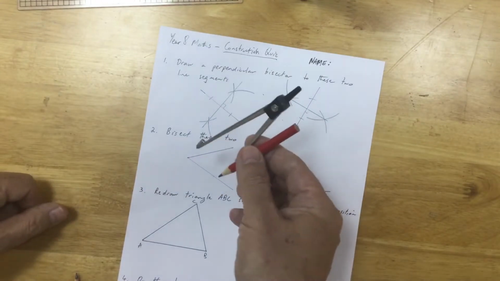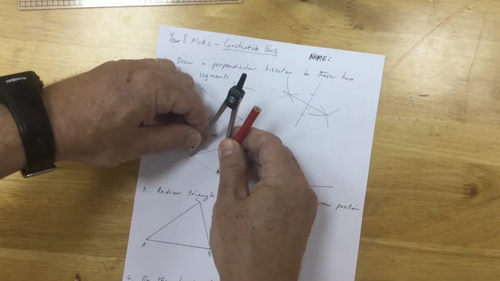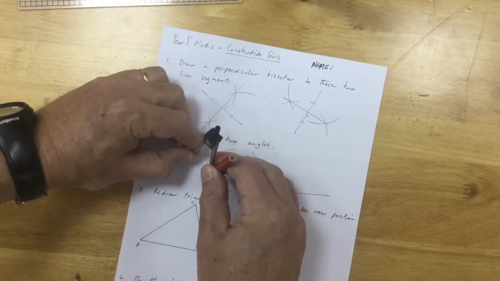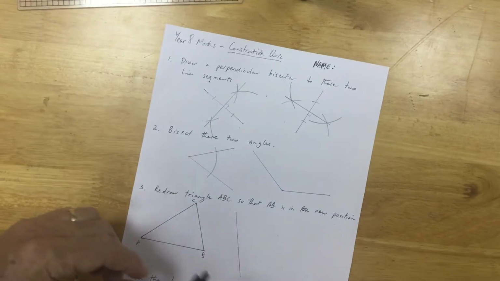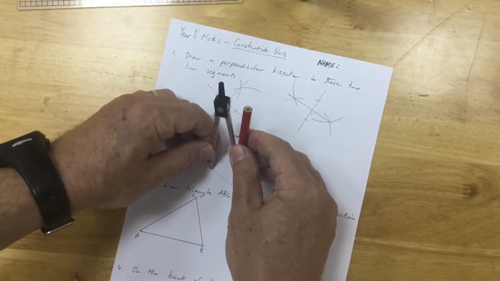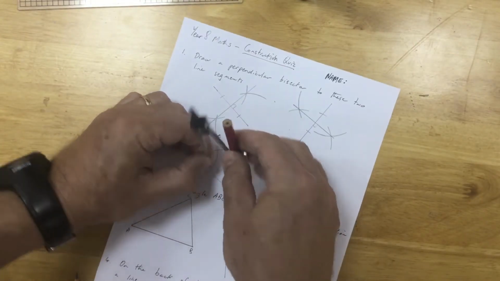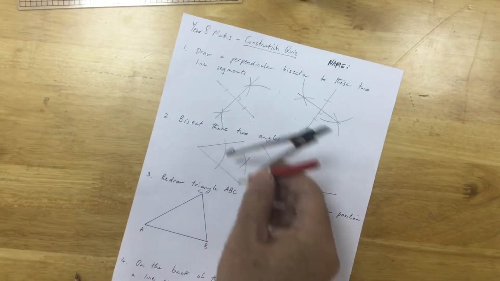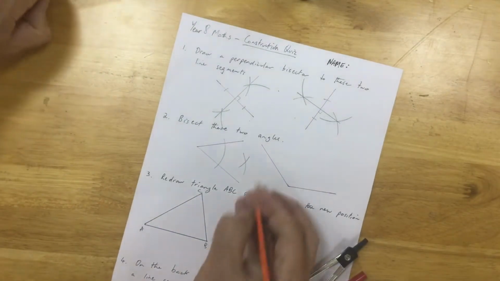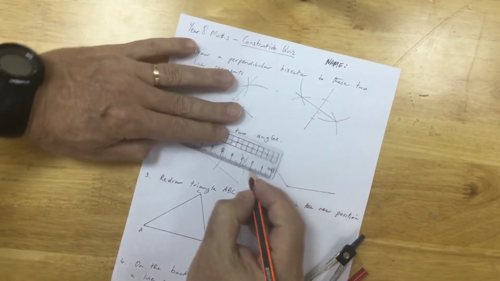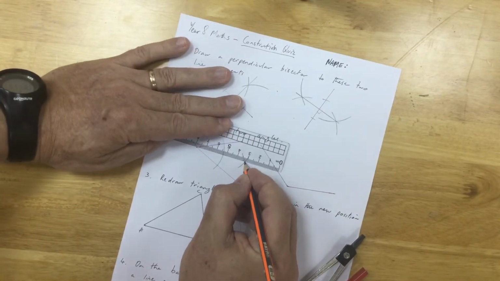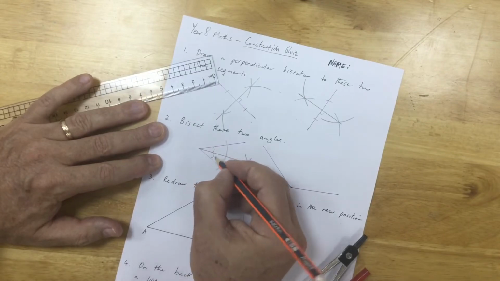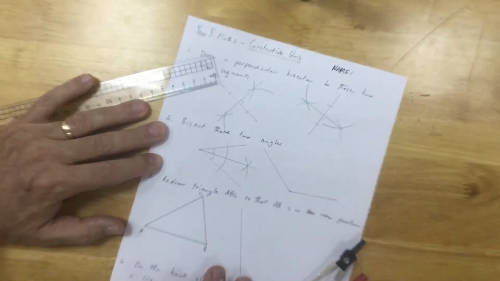Okay, bisect these two angles. Get compass, any radius, stick it on here, draw a little arc, and then from where the arc touches the line segment, another arc, and another arc. Just make sure your radius is the same for both these two arcs. At that point there, we'll bisect that angle. So this here is the same as this here, and they're half of the big one.